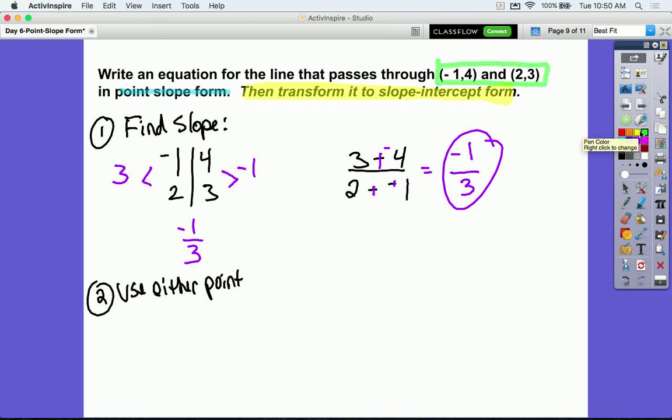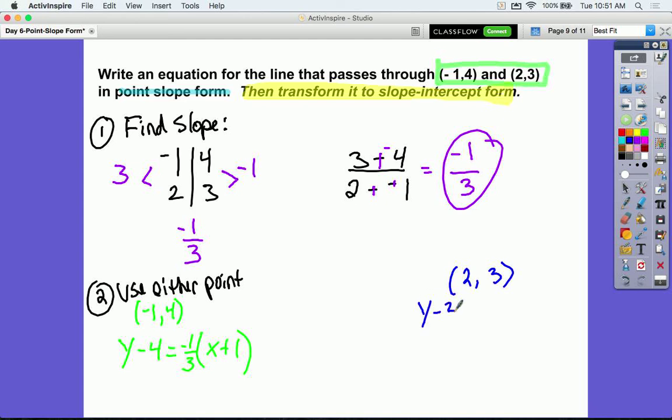Okay, I'll do the negative 1/4 in green. So here's what we have. We've got y minus 4 is equal to negative 1/3, that's the slope, times x plus 1. And I'm going to leave it like that for right now. If I wanted to use the other point, I'll do this in blue, 2, 3. Here's what I've got. Y minus 3 is equal to negative 1/3 times the quantity of x minus 2.